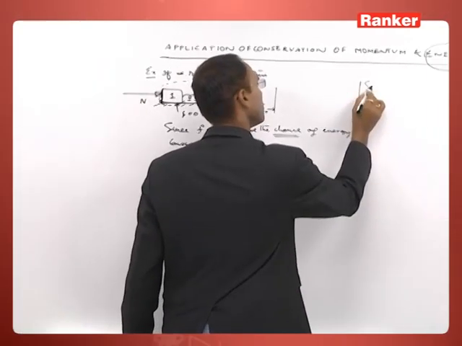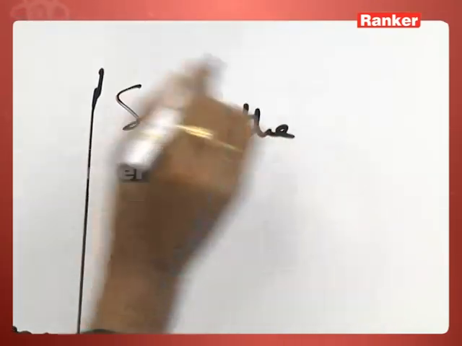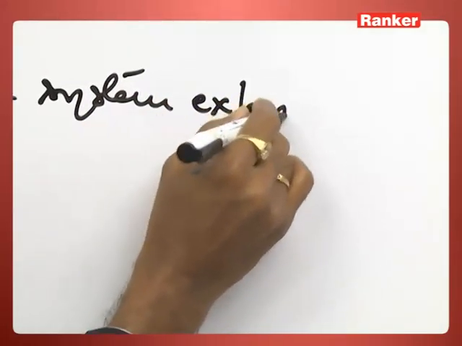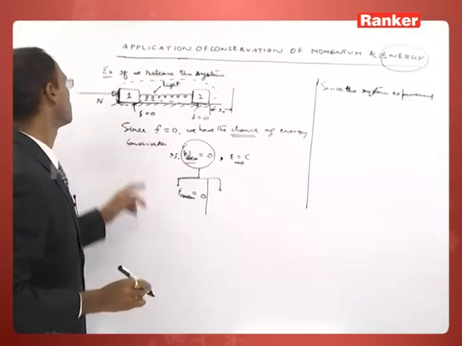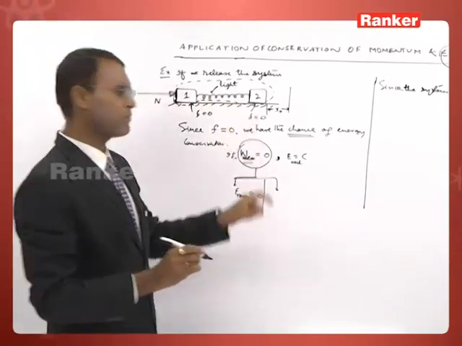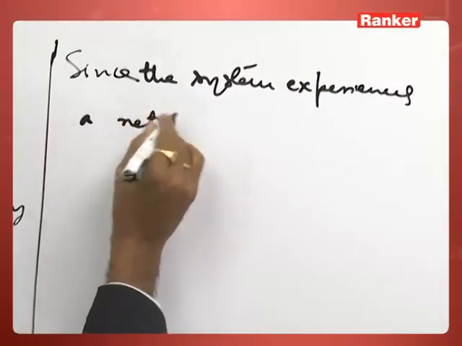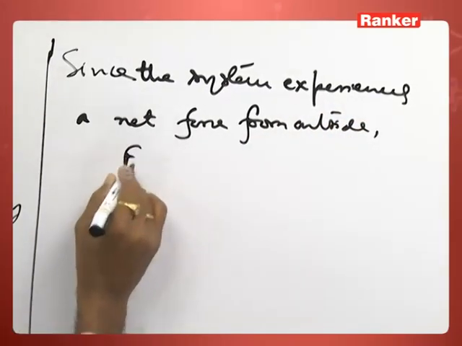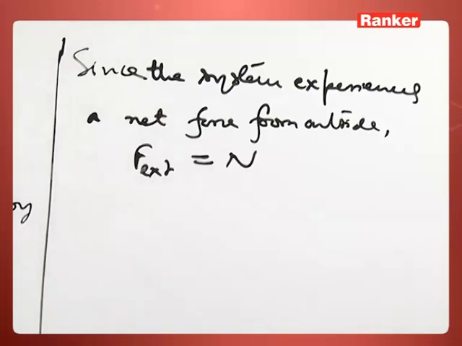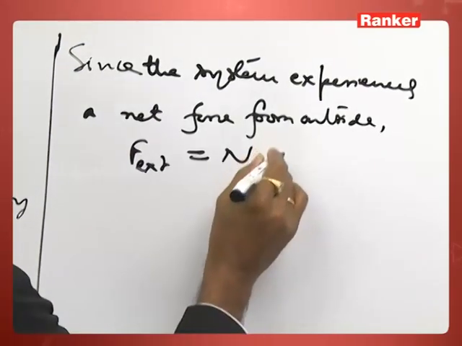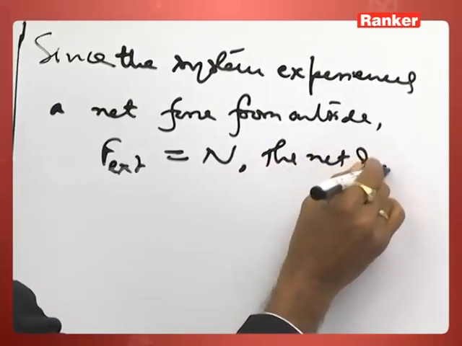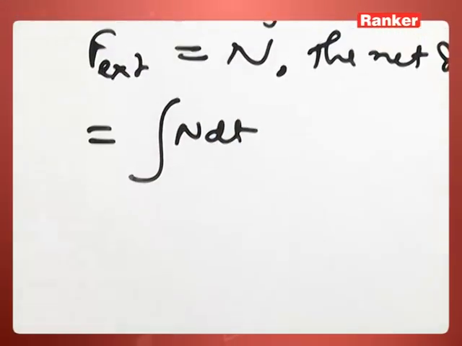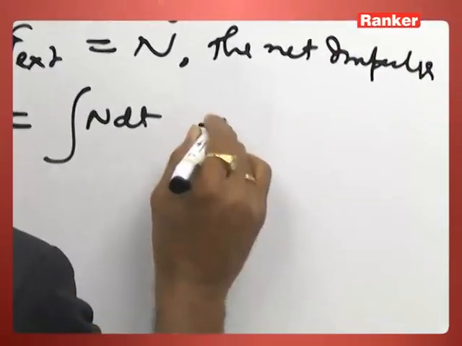Since the system experiences a net external force from outside, that is equal to N, the net impulse is equal to integral N dt. And this net impulse is not equal to 0.